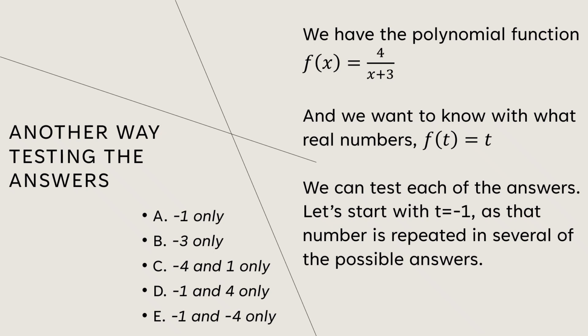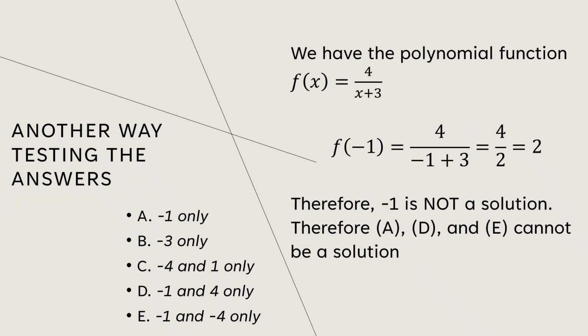Now, a lot of times on standardized tests like the ACT where it's multiple choice, it is faster to actually not go through and solve the equation for the answers, but instead to check the answers that are given to you. Okay, so -1 is repeated here in several of the answers. So first, let's test and see if t equals -1 is a possible answer.